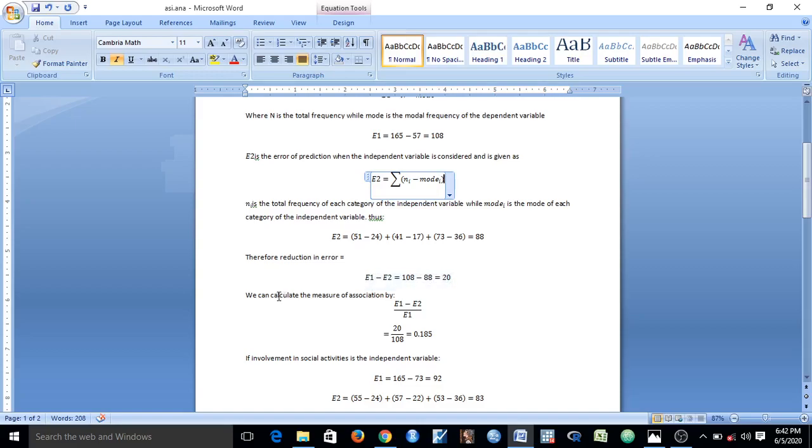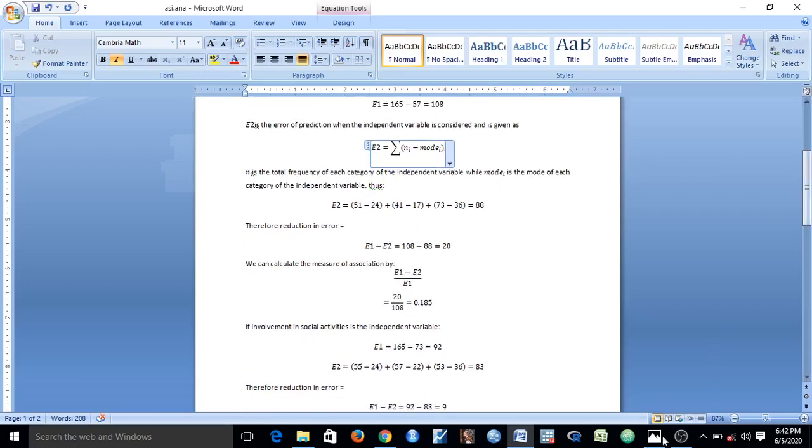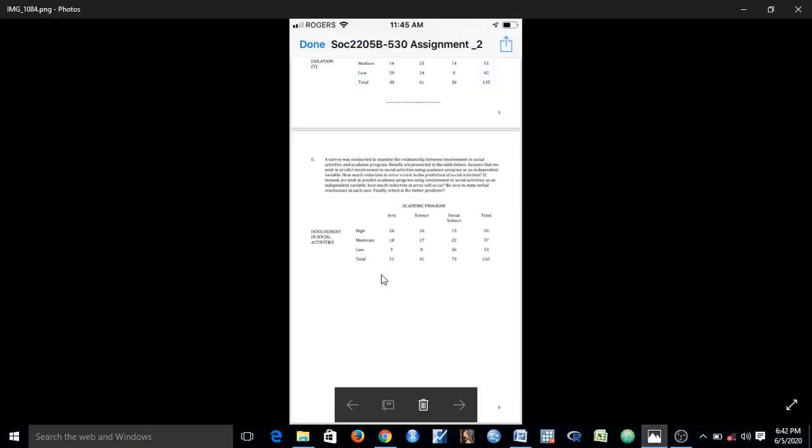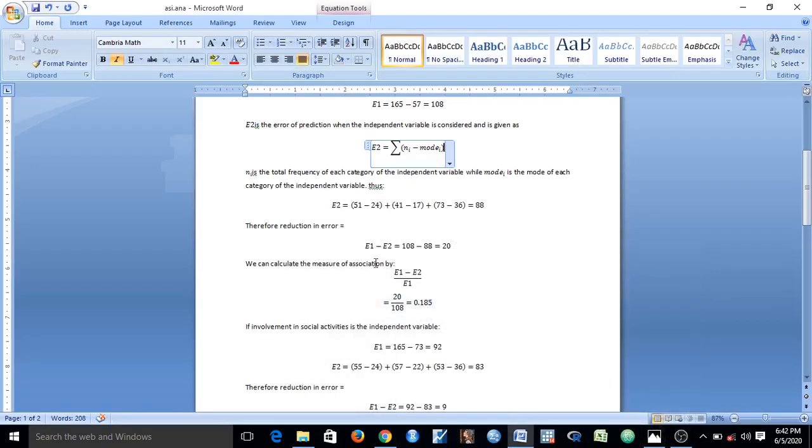Then we can calculate the measure of association, how strong the association is, if we take academic program as the dependent variable and involvement in social activities as the independent variable. This is given as E1 minus E2, that is this value, all over E1. That's 20 over 108, and we have 0.185.